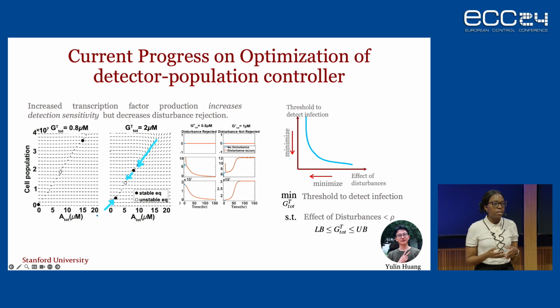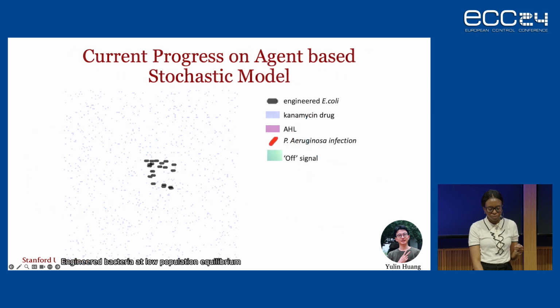So the main idea now is to optimize the threshold for detection, while keeping in mind the threshold for disturbance rejection, to get the optimal use case within our system.